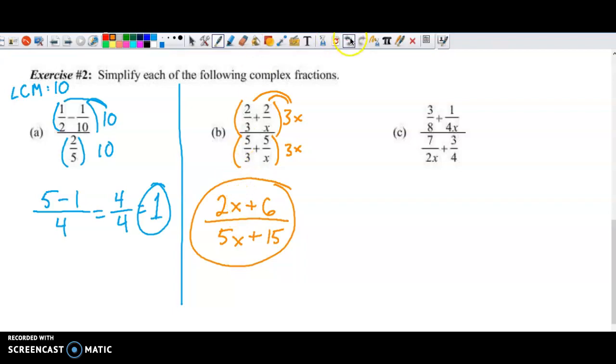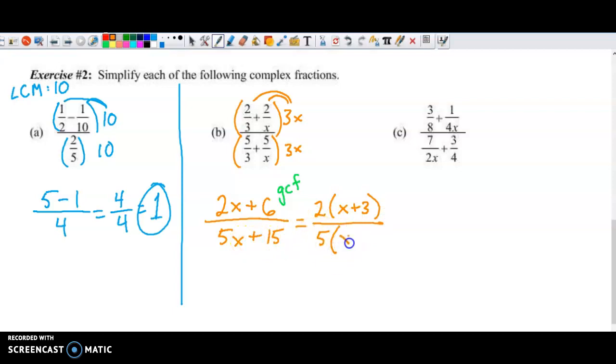So I guess that we're not done, because I didn't think about the greatest common factor, because that's what we have on this one. I can pull a 2 out, and I'm left with x plus 3. And on bottom, same thing, I can pull a 5 in front, left with x plus 3. And now I can cancel out. Hopefully I did my arithmetic correctly there. So that final answer is 2/5.